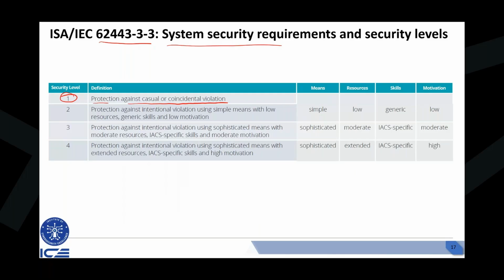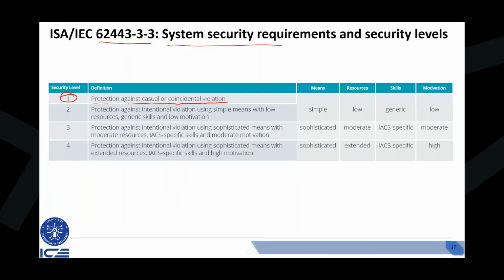That the system itself is not very critical. You've done the risk assessment and you're saying it's not super critical, and we only want to protect it from a casual attacker or coincidental violation, that we don't want somebody to accidentally do something bad over here, even if they don't have bad intention. We don't want accidentally something happening.